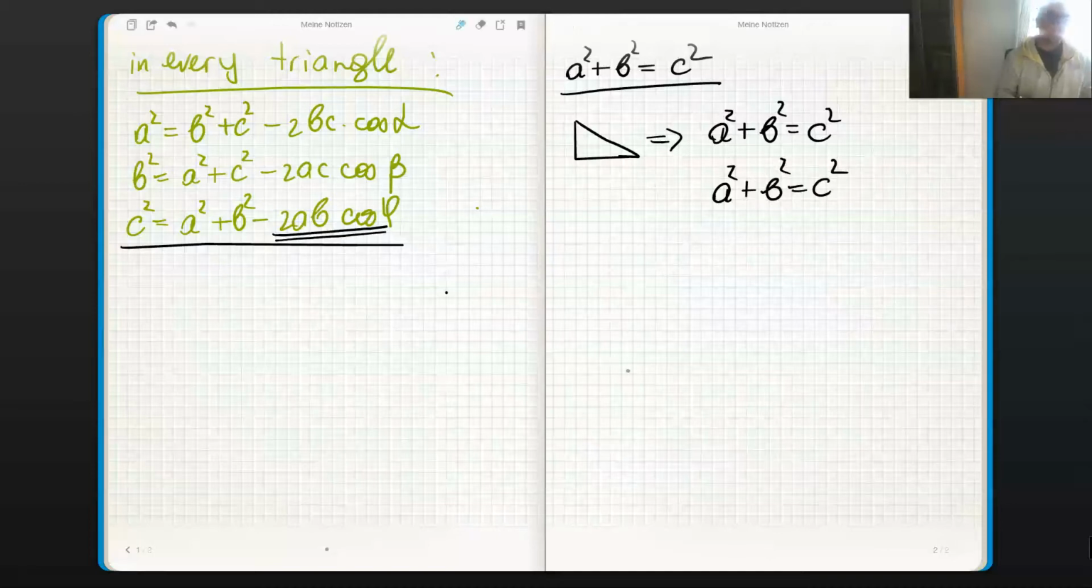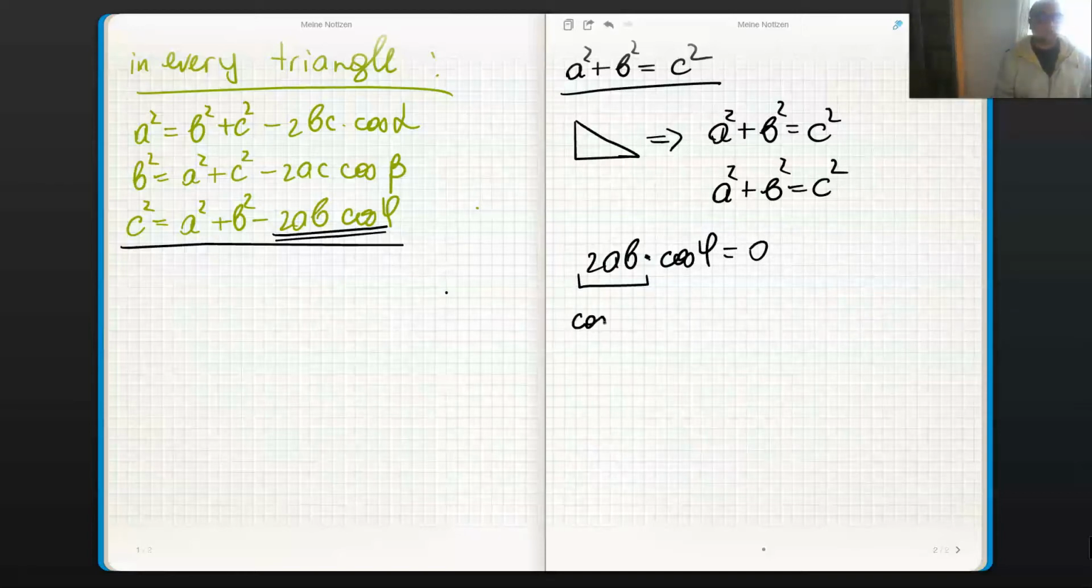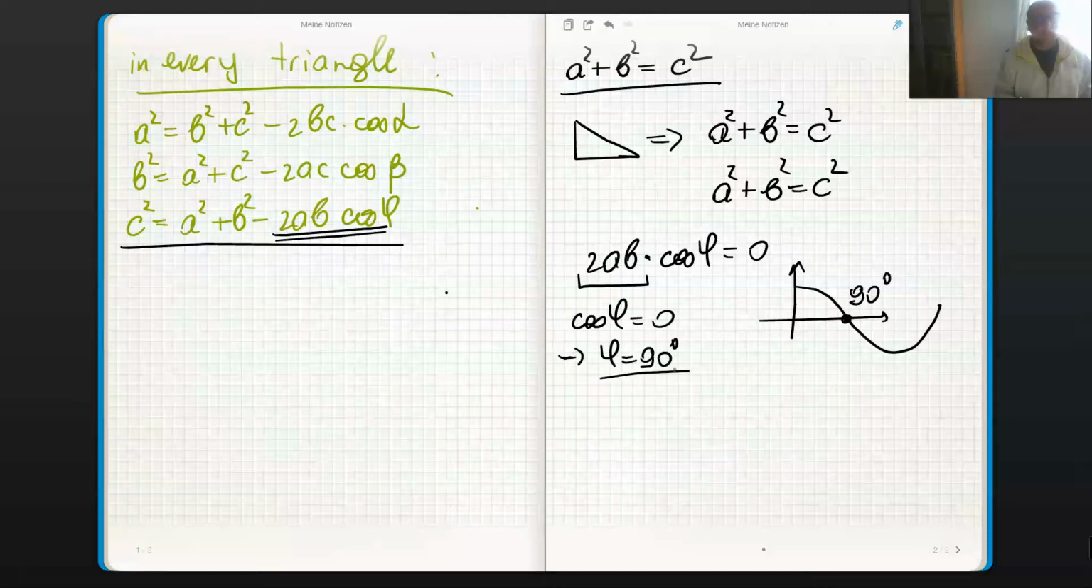Well, if 2ab times the cosine of phi is equal to 0, well, these are positive values. Side lengths must be positive, otherwise we have no triangle. The only value that can be 0 in this case is the factor cosine of phi. But if you consider the graph of the cosine function, you'll see quickly that this value is 90 degrees. So that means phi is equal to 90. Well, we also have 270, but the sum of the angles cannot be more in our plane geometry than 180.